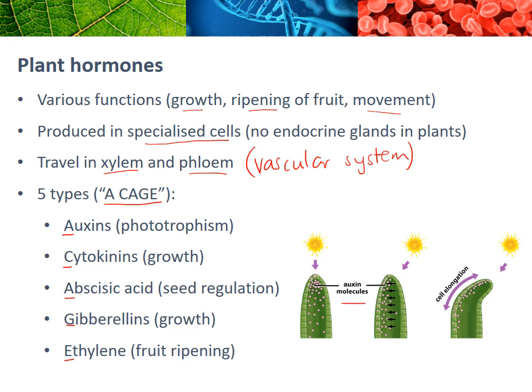Auxins are responsible for a process, and this is a pretty cool process in the biology world, called phototropism. Basically what happens is when sunlight is received by a plant, by the tip of a plant, so like in this picture, these plant hormones called auxin, they move, you'll see they're moving here, away from where the sun is shining. So they're moving into the shaded area of the plant. And what they do when they get there is they tell the cells on this side of the plant to elongate, to get longer.